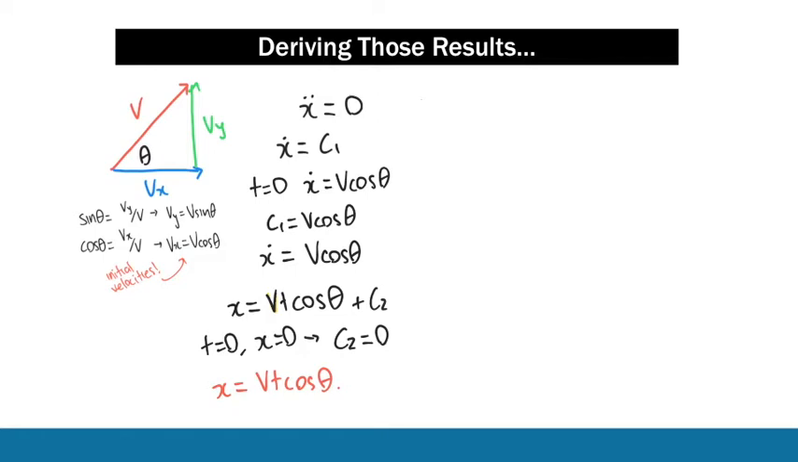It works very similarly in the y direction. I'll move a little bit faster this time. In the y direction, we do have an acceleration. It's a negative g, where that is just gravity.